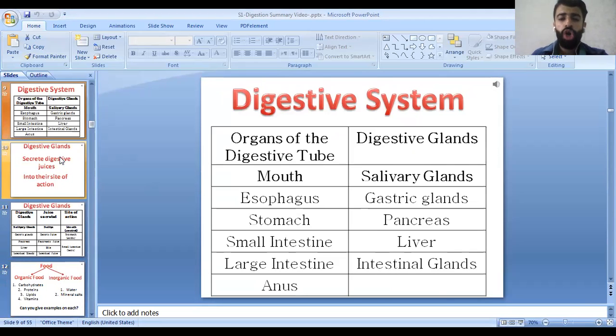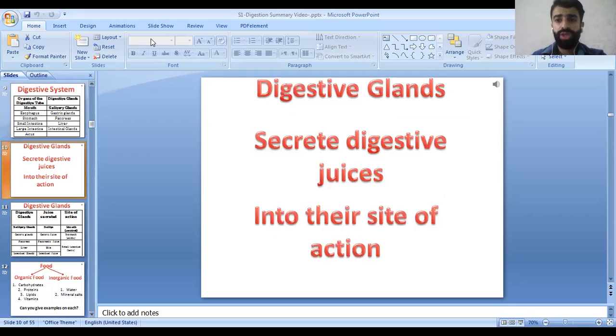Organs of the digestive tube include the mouth, esophagus, stomach, small intestine, large intestine, and finally the anus. Digestive glands include gastric glands, salivary glands, liver, pancreas, and intestinal glands. You have to know that digestive glands secrete digestive juices into their site of action.